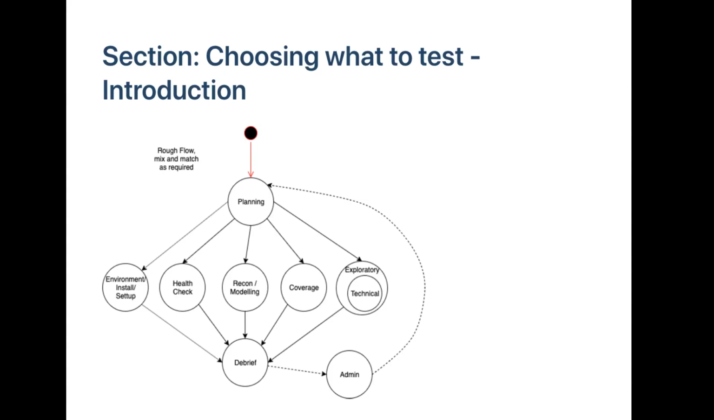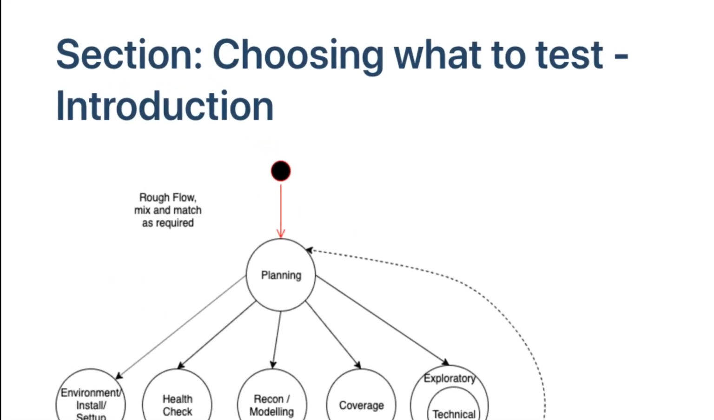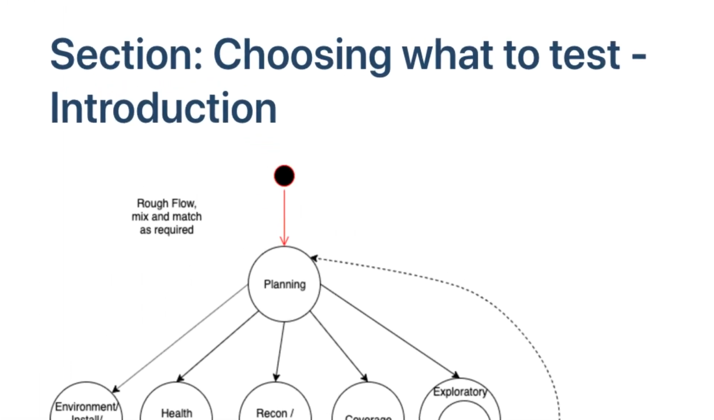So this may be one of the most common questions that I'm asked. How do you know what to test? How do you choose what to test? And there's so many different ways. So this particular section is split into, I think, 3 lectures. So this is just a short intro into choosing what to test. But how do I know what to test?